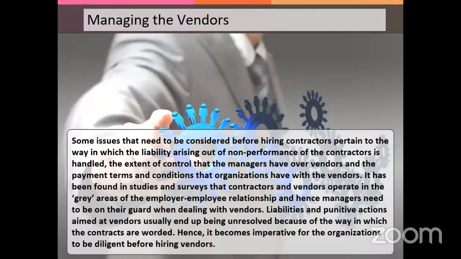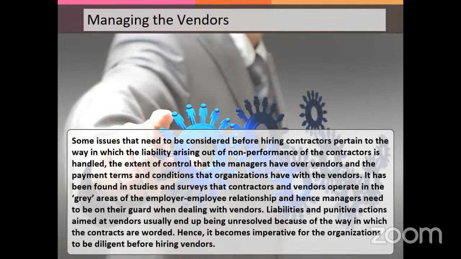Now, for managing the vendors, some issues that need to be considered before hiring contractors pertain to the way in which the liability arising out of non-performance of the contractor is handled, the extent of control that the managers have over vendors, and payment terms and conditions that organizations have with the vendors. It has been found in studies and surveys that contractors and vendors operate in the gray areas of employer-employee relationship, and hence managers need to be on their guard when dealing with vendors. Liabilities and punitive actions aimed at vendors usually end up being unresolved because of the way in which the contracts were worded.